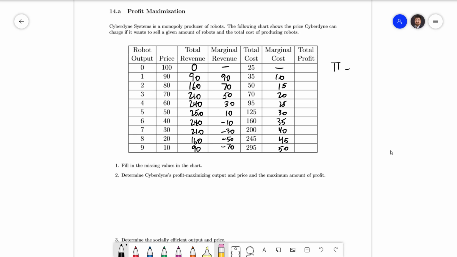For the total profit, we are going to take total revenue minus total cost. At 0 output, we have 0 revenue and 25 costs, so negative 25. At 1 output, we have 90 revenue and 35 total costs. That gives us 55 profit. At 2, we have 160 revenue and 50 costs, so that's 110 in profit. And we'll continue doing this all the way down.